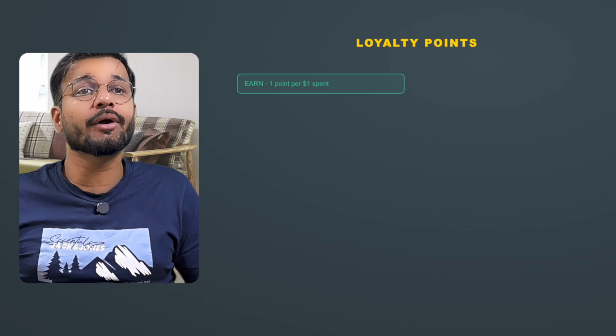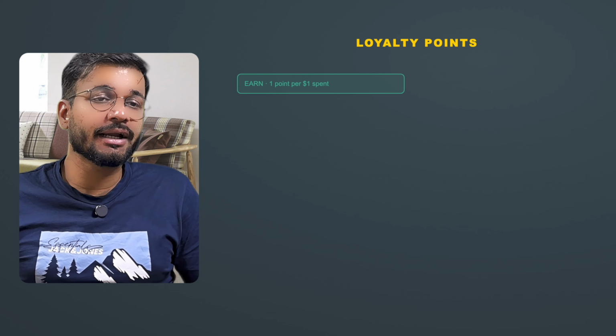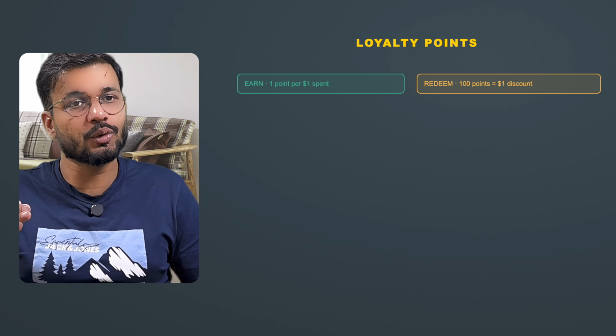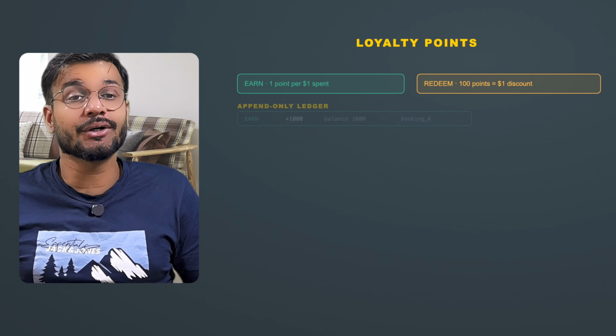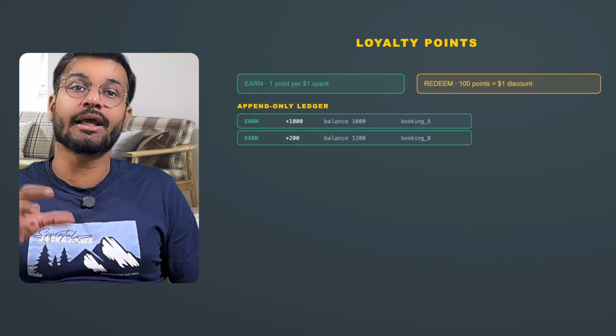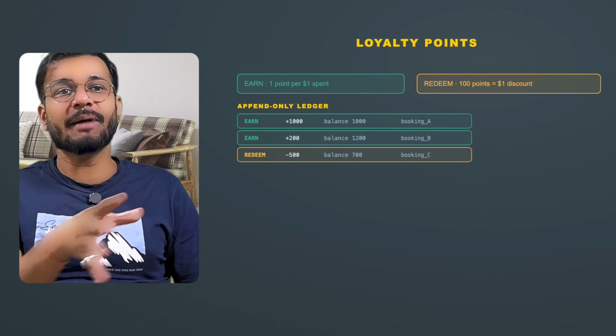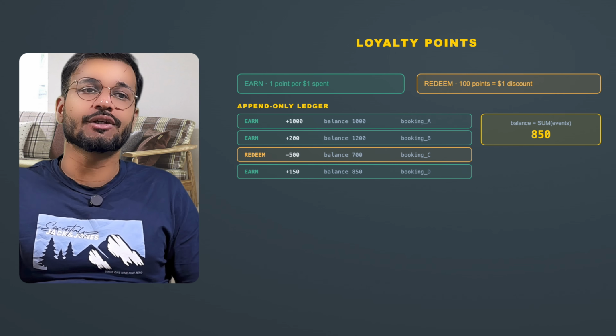Now, the next component is the loyalty points. Loyalty points are accumulated per booking and redeemable at checkout. The earn rate is typically 1 point per dollar spent. The redeem rate is 100 points equals $1 discount. The loyalty service maintains a ledger. Every earn and redeem is a row in an append-only table. Now, the current balance is equal to the sum of all the events for the user.